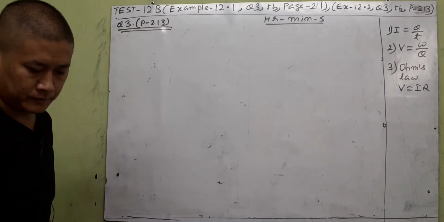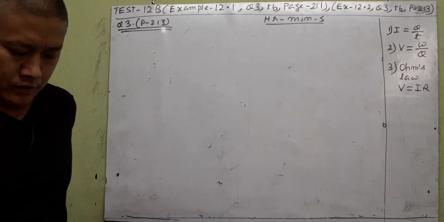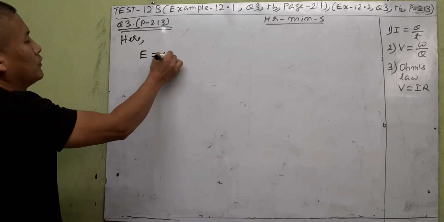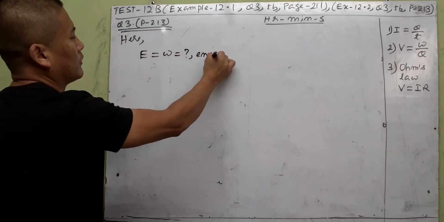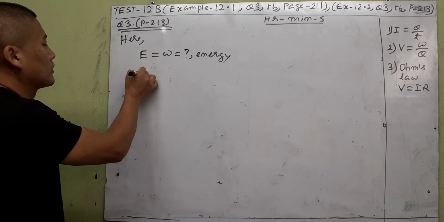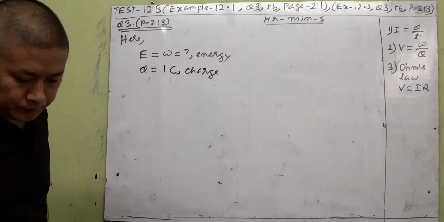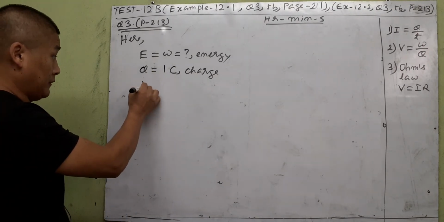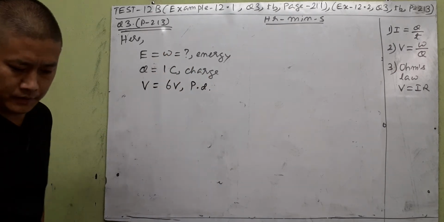Let me read the question for us. How much energy is given to each coulomb of charge? So here E and W, energy and work, are the same. E equal to, question mark, is the energy that we're going to calculate. Each coulomb means charge, so Q equal to 1 coulomb, each means 1. Each coulomb passing through a 6 volt battery. Even though they didn't mention it, volt is potential difference, so we read V. 6 volt is the potential difference.